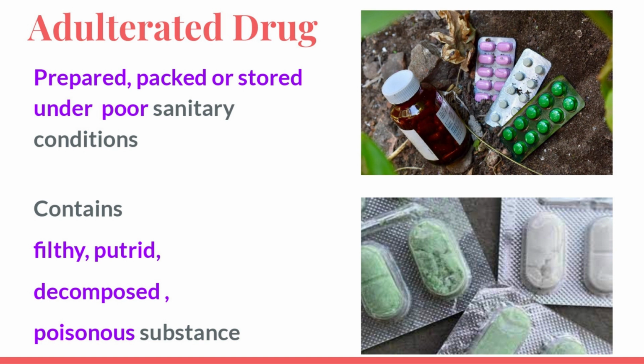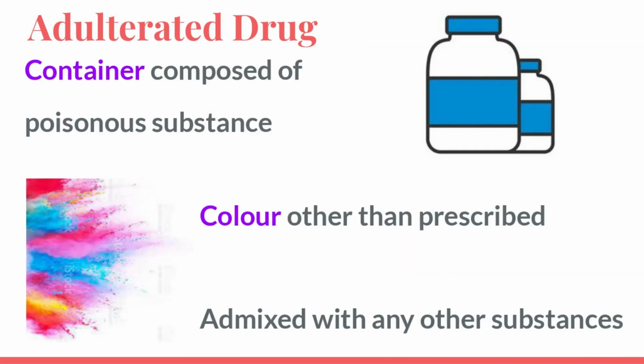If the drug is putrid, it can be an adulterated drug. Putrid is the process of decaying. That is, if the drug undergoes decomposition or decaying, it will make the drug a putrid one. And such putrid drugs emit a very unpleasant smell also. Such drugs are adulterated drugs. If the drug contains any poisonous substances, it can be called an adulterated drug.